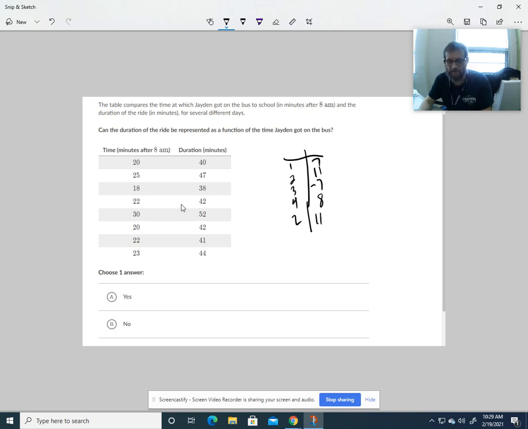This is a function. And the reason we know is the only thing we're really interested in is when I put in a number 2, this is the only number I put in twice, I got out the same thing.